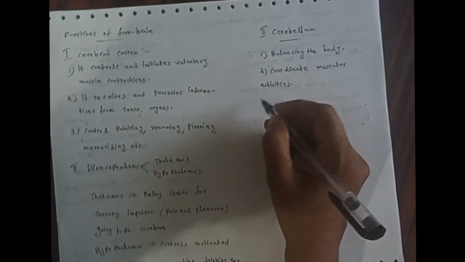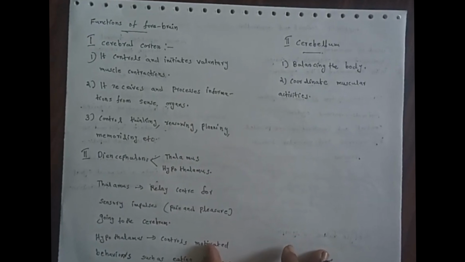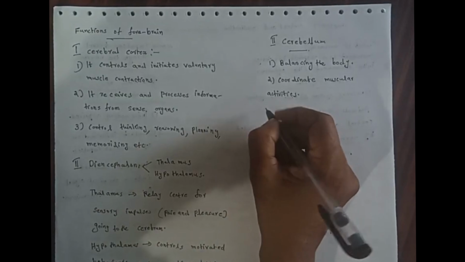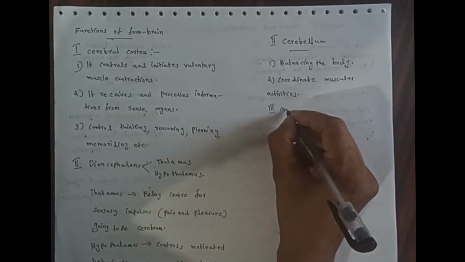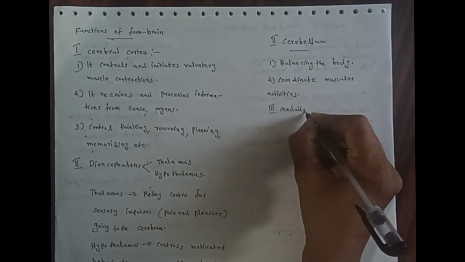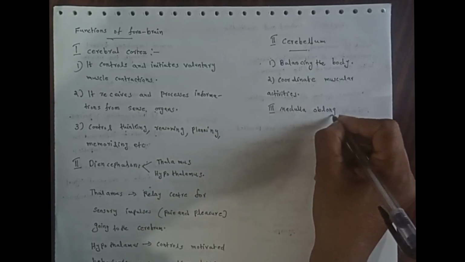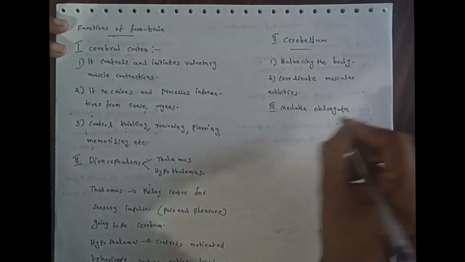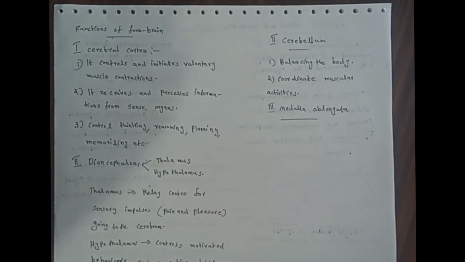Next, medulla oblongata. Functions of medulla oblongata include: it is the center for breathing, coughing and swallowing, and it controls heartbeat, movement of the alimentary canal, that is food canal, and many other involuntary actions.